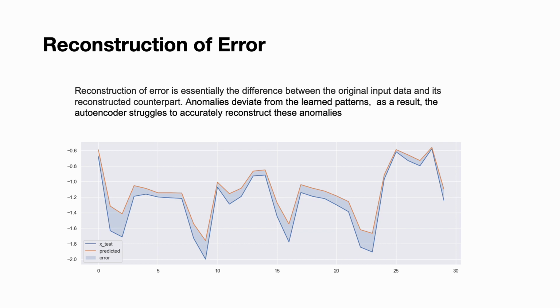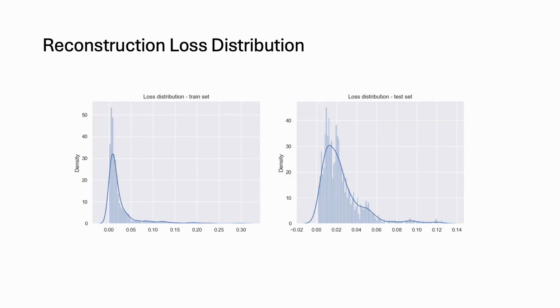What it gives you is the difference between the original input data and the reconstructed counterpart of that. So if there are anomalies, then it would not rebuild the anomaly part correctly, thus indicating that there are anomalies in this data set. This plot shows the distribution of the loss which occurred as a part of the reconstruction of your data, giving a good indicator of the anomaly that may exist within the data set.